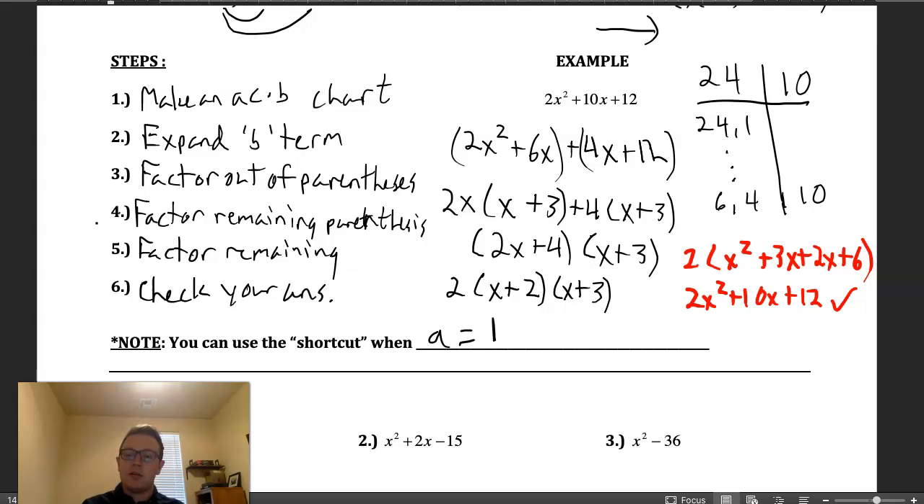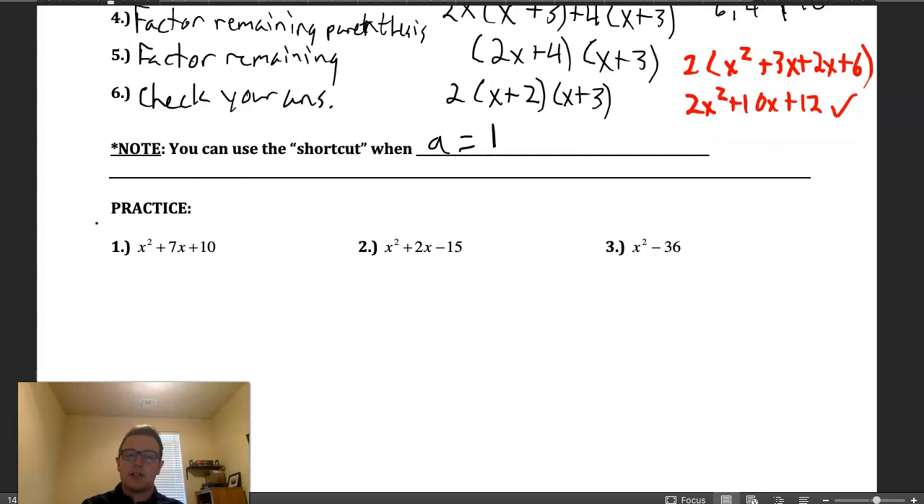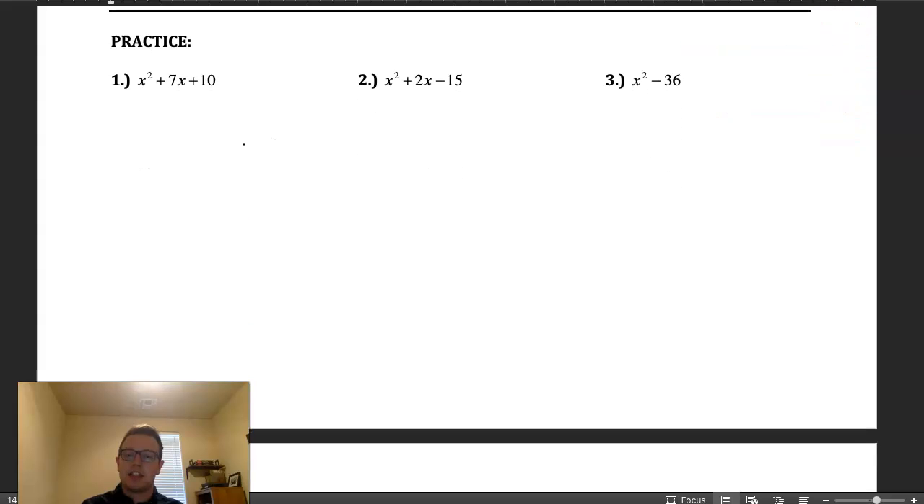Right, let's do a couple of practice problems now. I'll do one more and then we'll have you do some of these other ones. Starting off with this one, we have x squared plus 7x plus 10. So we're going to start by making an ACB chart. A times C is 10. We're looking for factors of 10 that add up to 7. In this case, factors of 5 and 2 add up to 7. So from this, we could use the shortcut. We think our answer is going to be x plus 5 times x plus 2.